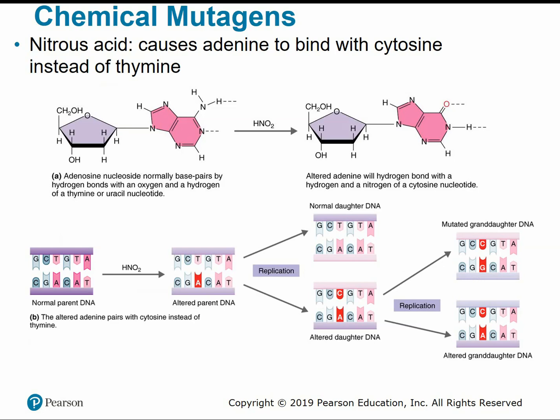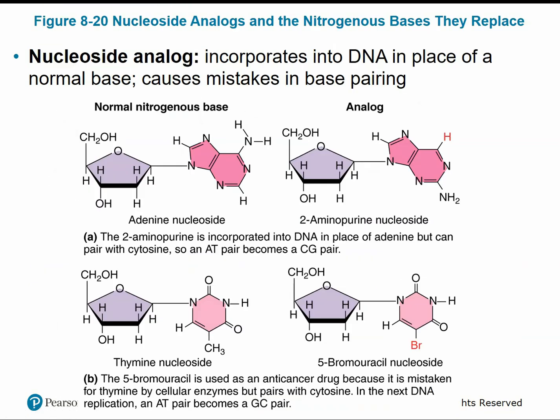Chemical mutagens are substances that can generate mutations. One type of chemical mutagen is nitrous acid. This causes adenine to bind with cytosine instead of thymine, right? Normally A binds with T, but in the presence of nitrous acid, the adenine is going to incorrectly pair with cytosine. So now when this mutated DNA replicates, that mutation is going to be carried on down the line.